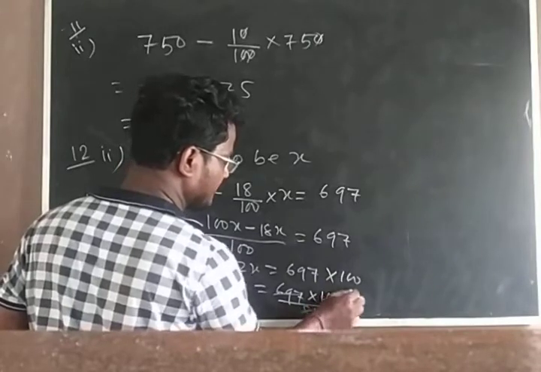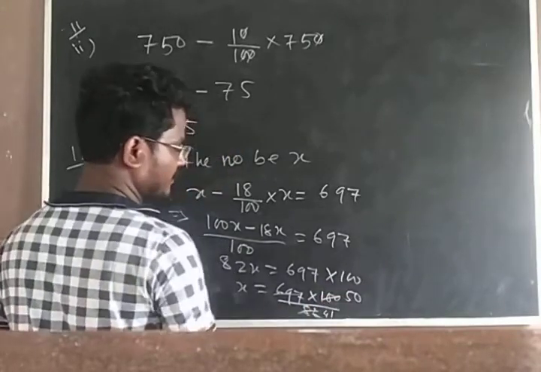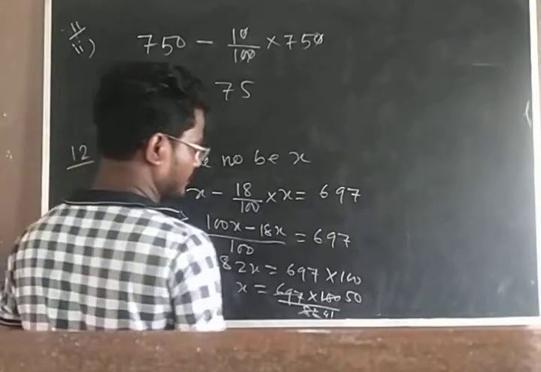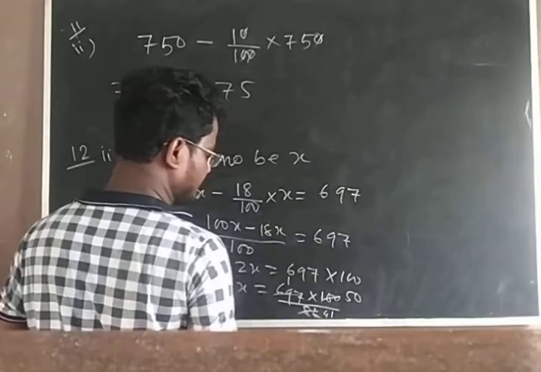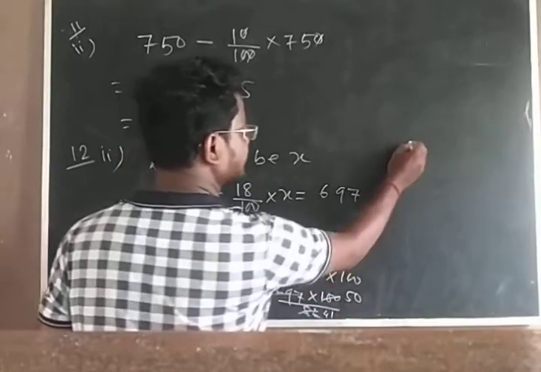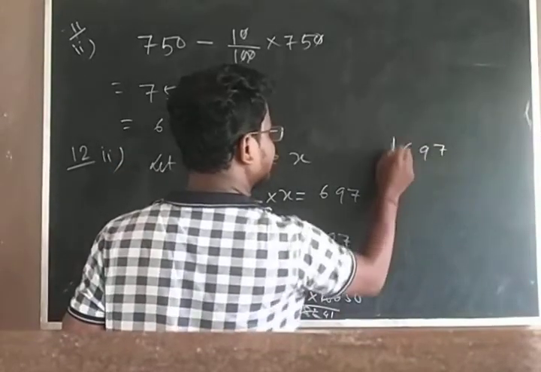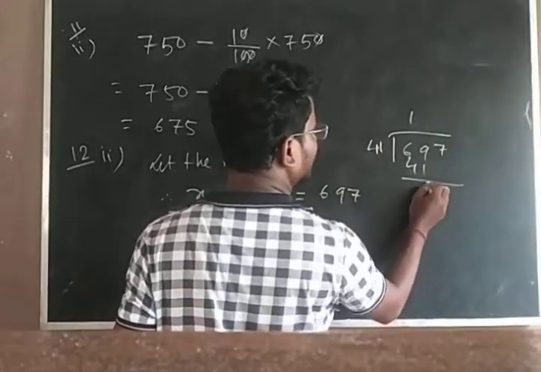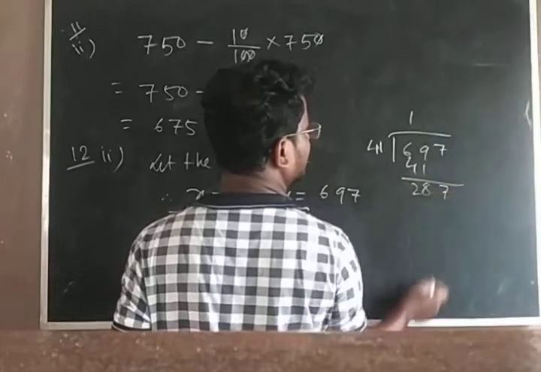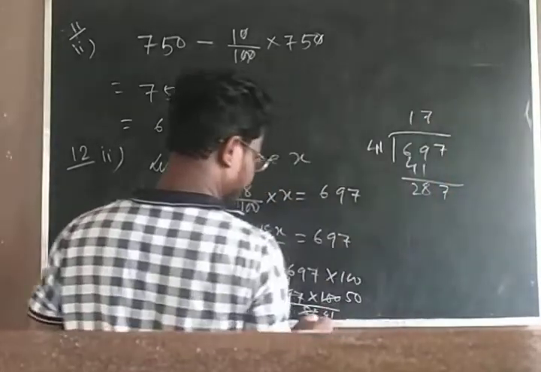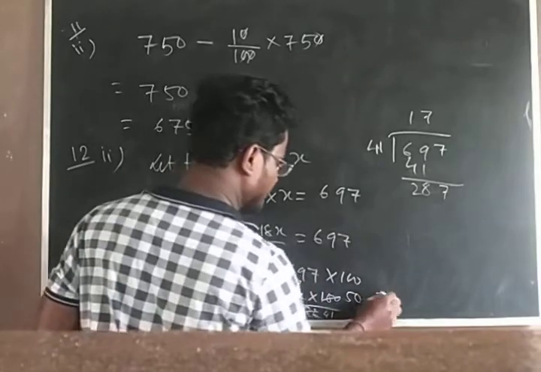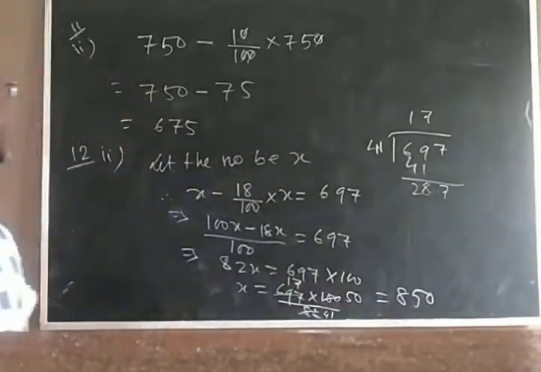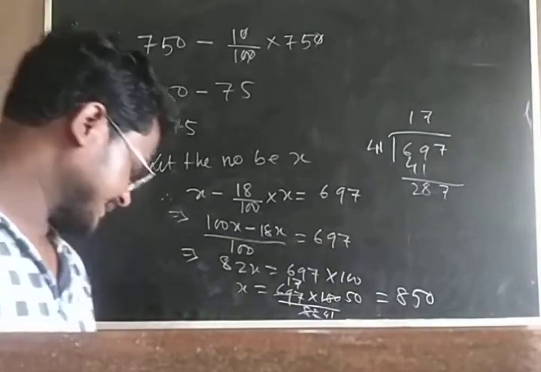41, 41, 41 ones are 41. 697 divided by 41 is 17. Therefore 850. So the number is 850.